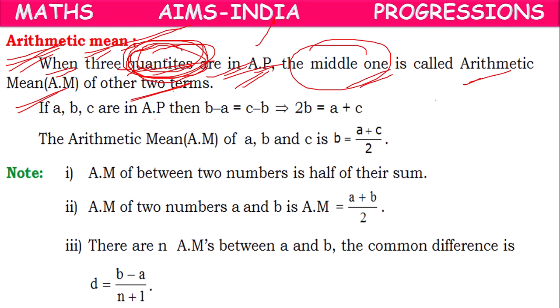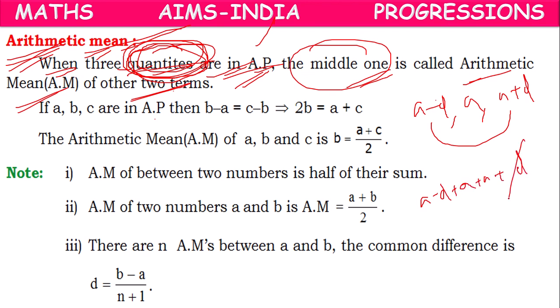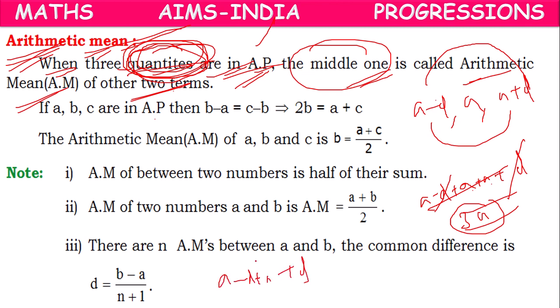Suppose they have given three terms. We can take the terms as a minus d, a, a plus d. Sum of three terms: a minus d plus a plus a plus d. The d's cancel, a plus a plus a, 3a. But if we add only the first one and last one, a minus d plus a plus d, the d's get cancelled, a plus a, 2a, which is equal to twice of a.